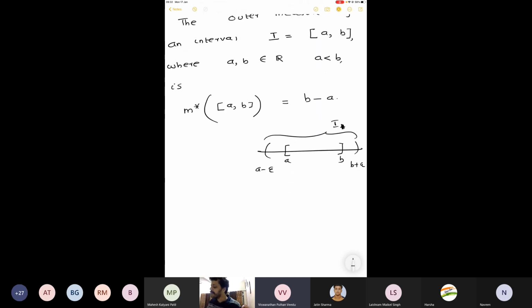Now the length of I1 is b minus a plus 2 epsilon. So the sum of the lengths will be b minus a plus 2 epsilon. By definition, m star of the closed interval [a, b] is an infimum. Therefore, m star of [a, b] will be less than or equal to b minus a plus 2 epsilon. And it is true for all epsilon. And therefore, you will get m star of [a, b] is less than or equal to b minus a. So that part is trivial.